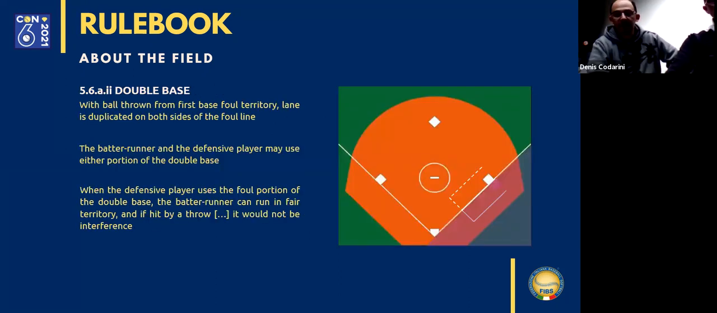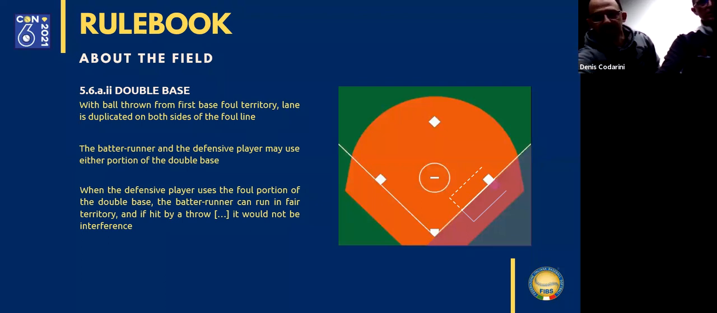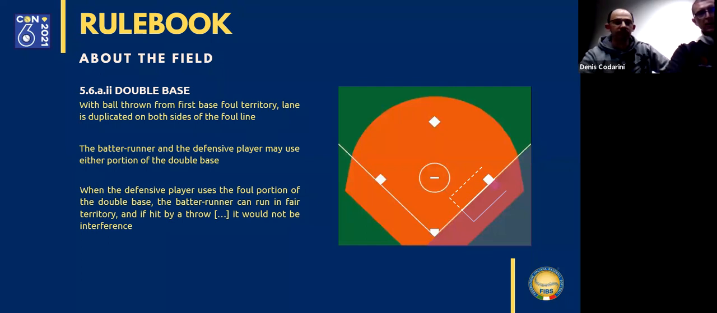Let us continue speaking about the baseline at first base. There is a unique rule that is known as the double base. For any play with a live ball coming from the foul territory along the first base line, the baseline becomes doubled, which also extends into fair territory. This is illustrated in the image on your screen. Obviously, the distances are not accurate in this image, but it serves as a relevant example. In this type of play, both the batter runner and the defensive player may use either portion of the double base.